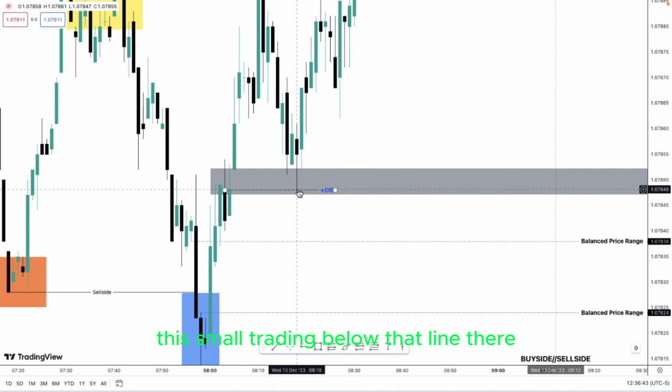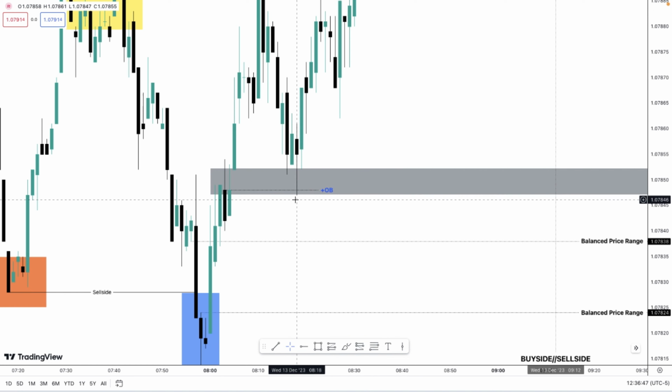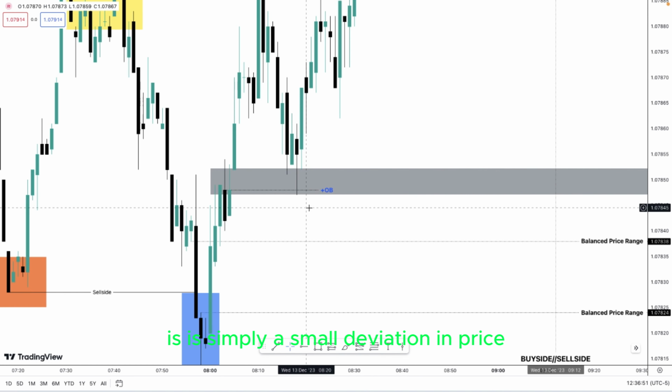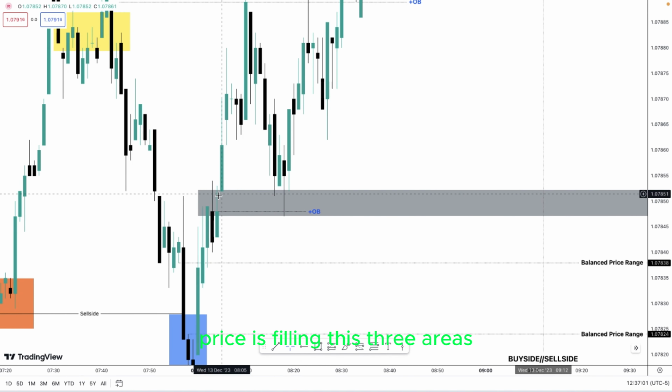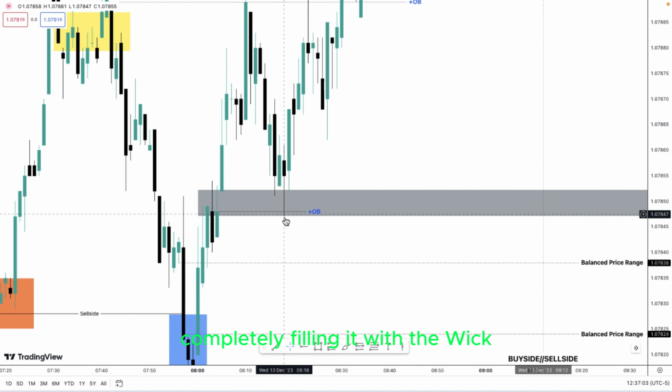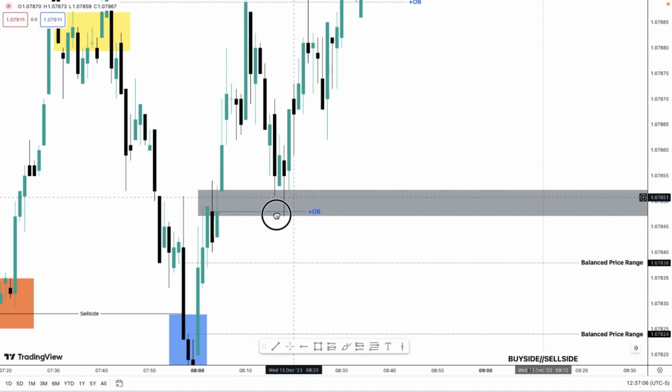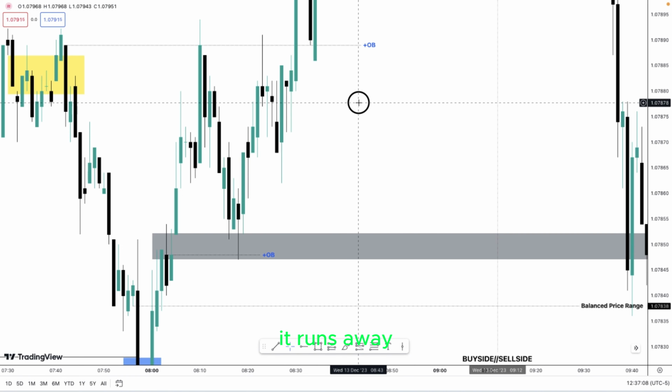This small trading below that line there, that's a mohawk. The mohawk is simply a small deviation in price between what would be compared as perfect price delivery and what we actually got in price. But what is actually happening is that price is filling this gray area, completely filling it with the wick. Can you see that? What does it do after that? It runs away.